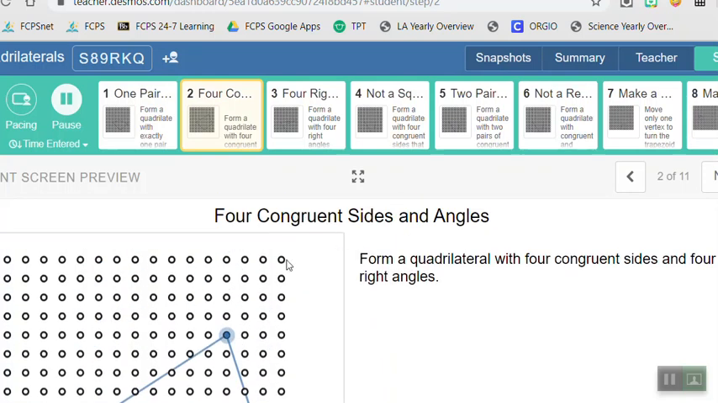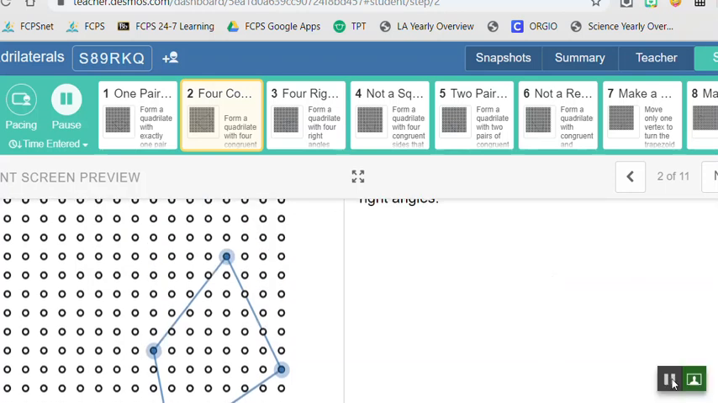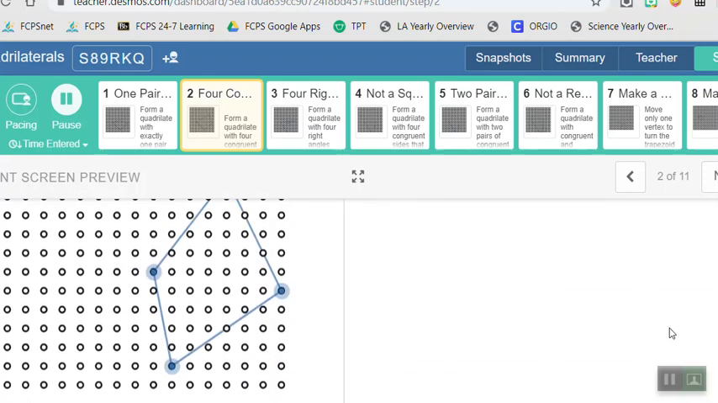Mathematicians, your screen will look like this. This is number 2. Form a quadrilateral with 4 congruent sides and 4 right angles. You're going to click and drag the shape to make 4 congruent sides and 4 right angles. Remember, a right angle is something that is 90 degrees. So make sure when you're dragging your shape, you're making a 90-degree angle. All right, so you have 11 questions to do in the Desmos.